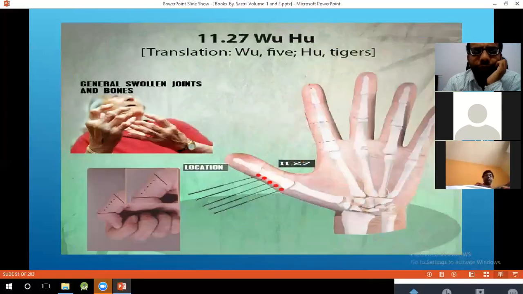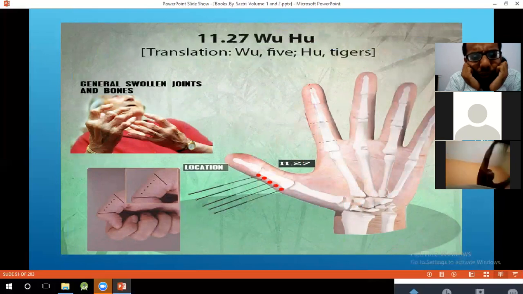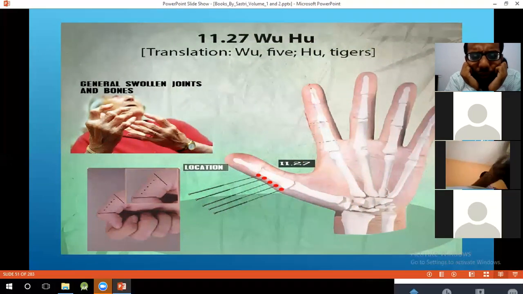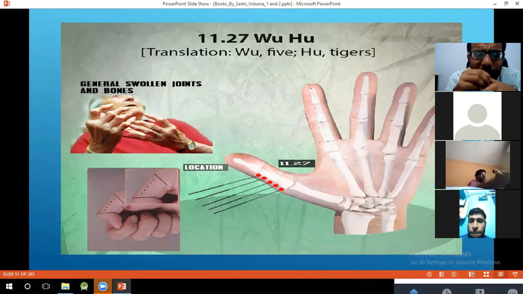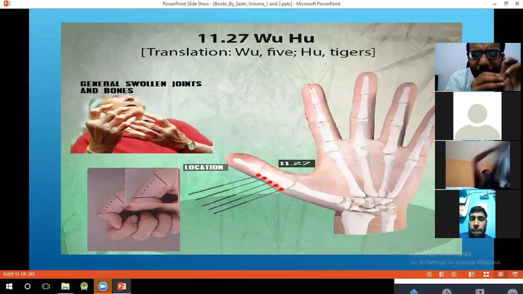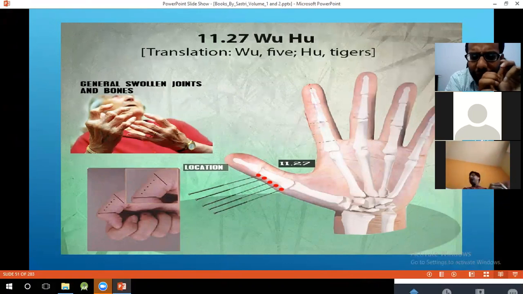It is 11.27. Whenever there is swelling in the bone joints and all, you can use this 11.27. It's a very good point, and it is called the 5 tigers. It gives very good results in the pain of multiple joints, especially arthritis and other areas. It gives very good recovery. Even when I have very severe pain after kneeling, I just keep pressing this area, and it gives very good results.